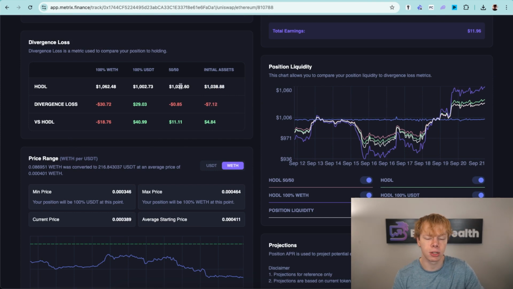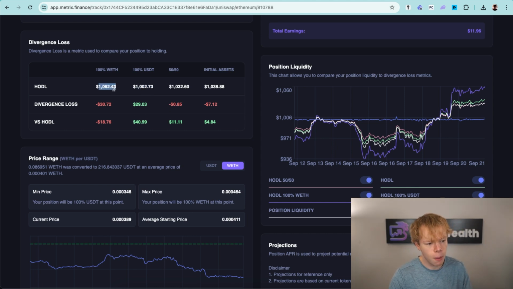Now, if we were to compare it to us just holding 50-50 at time of deployment, we would only have 85 cents of divergence loss and we'd be at a $11 profit compared to HODL. If we were to put all our money in USDT, well, obviously we would just be stuck with the amount that we deployed, $1,002, and we have a $40 profit against that metric.